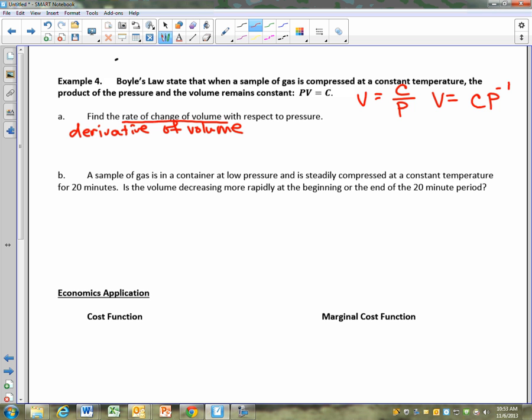So, let's take that derivative. What is the derivative of V? How would you write that? V prime. Okay, that's how we write that. Negative C P to the negative 2. How could we rewrite that? That's the derivative, negative C over P squared. That is the rate of change of the volume. You could see that would be very useful in physics, wouldn't it? And you're able to figure out that rate of change very quickly.